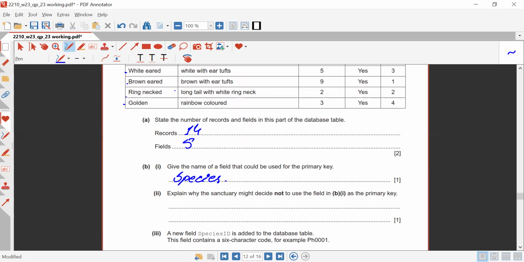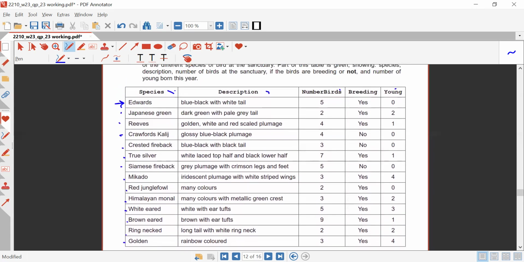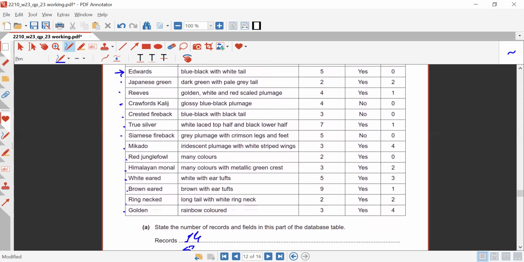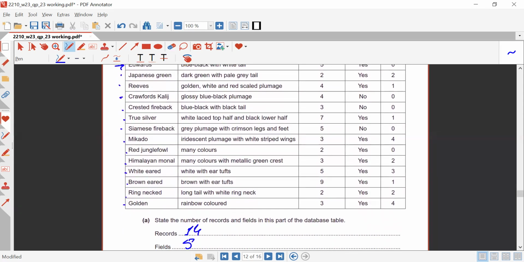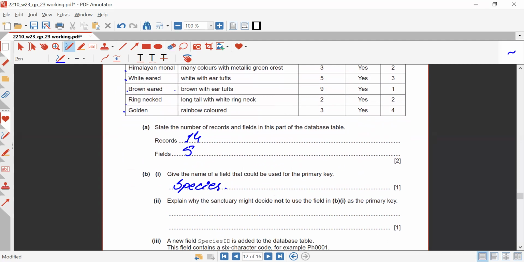They are saying explain why the sanitary might decide not to use it. Okay, so why the species cannot be used for this. The names can be duplicated as well, or you may say the descriptions could be duplicated for the species as well. So this is why they might not utilize it.